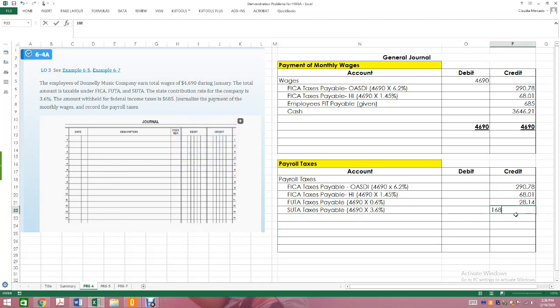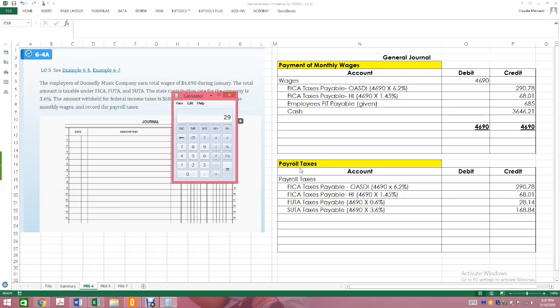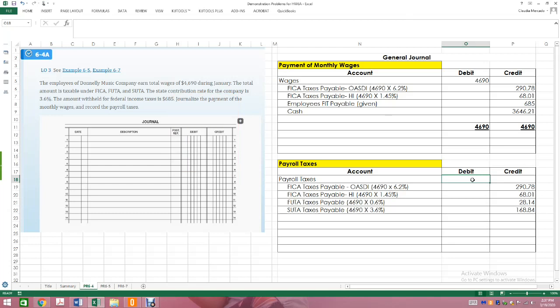So these are the 4 taxes that the employer is responsible to pay. They have to pay the OASDI, the HI, the federal unemployment tax, and the state unemployment tax. Now that I've got my 4 figures calculated, I can figure out the total of my payroll taxes. So I'm going to add those 4 amounts: $290.78 plus $68.01 plus $28.14 and $168.84. That gives me $555.77.